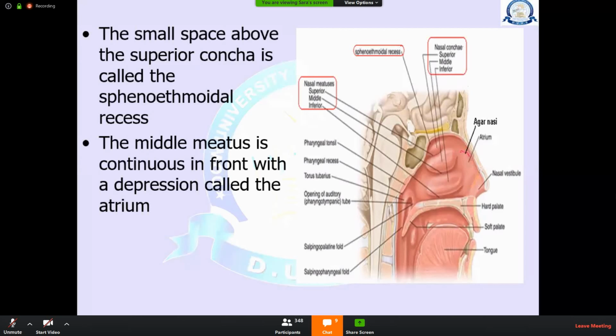The area of the nasal septum, where you have the anastomosis in between these arteries, is known as the Little's area or the Kiesselbach's area also.